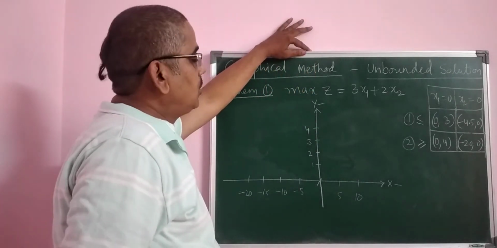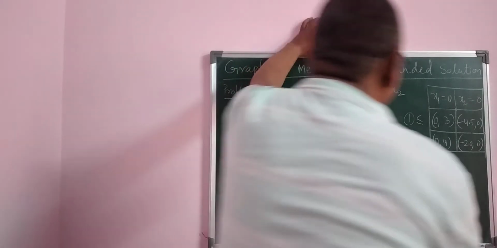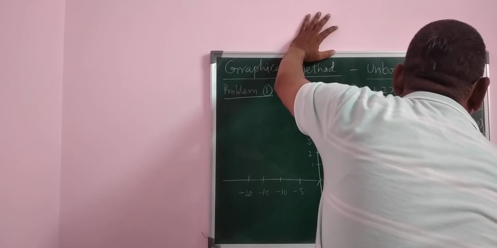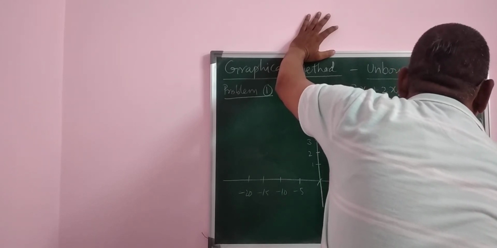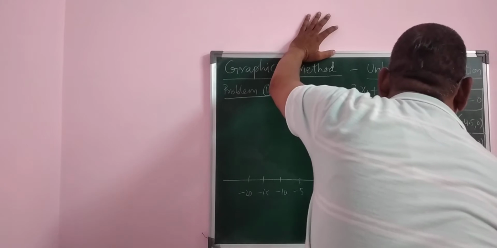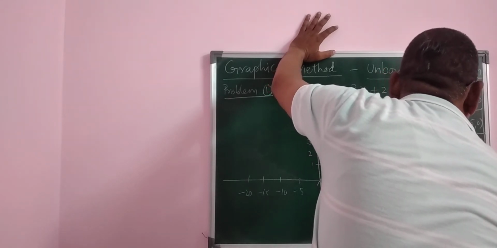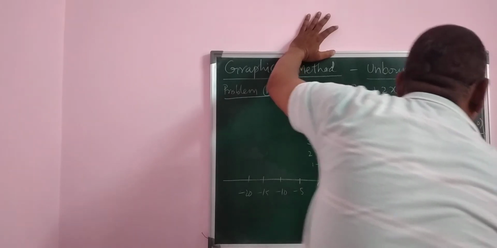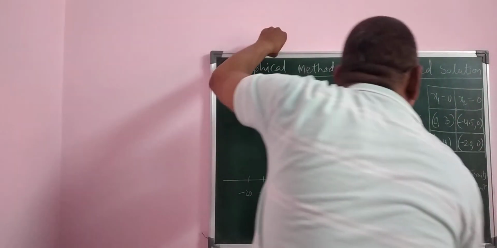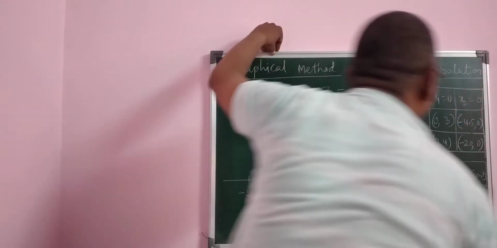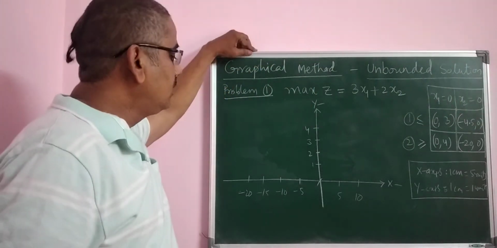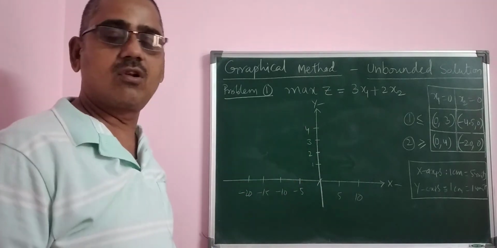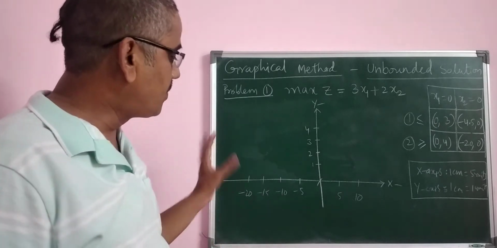The scale I specify is: on the x-axis, 1 centimeter is equal to 5 units, and on the y-axis, 1 centimeter is equal to 1 unit. This is the scale which I have considered here. Hope you understand the scale. With the help of this suitable scale, I have prepared the graph paper.